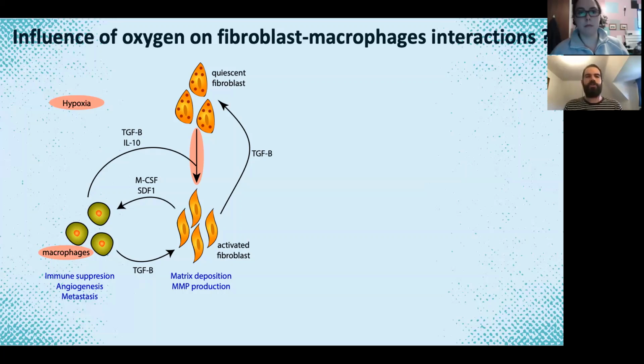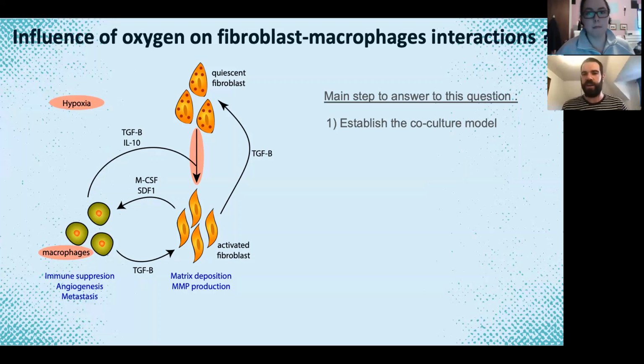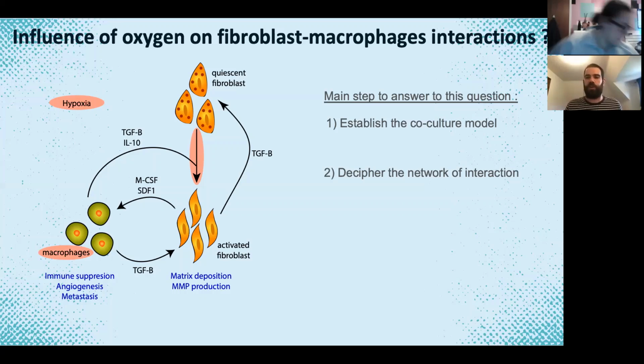So how to answer the big question, which is how oxygen influences macrophage-fibroblast interaction? Firstly, you need to create your model, right? Right now we're on a model where there are only cancer cells. So you need to make a good model where you have the fibroblasts and the macrophages. After that, you need to start deciphering the network, so basically how all these cells communicate and how that influences the drug response or whatever you're interested in.